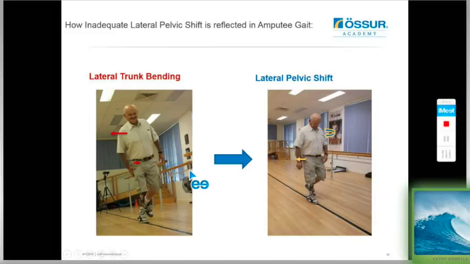So when we look at someone who's an amputee walking who has inadequate lateral pelvic shift, this is what their gait looks like. The pelvis has shifted away from the prosthesis and the shoulders have gone excessively to the prosthetic side. With an optimal gait, we have a pelvis that has shifted to the prosthetic side and an upper body that has rotated in opposition to that. So the big question is, how do we go from this to this?